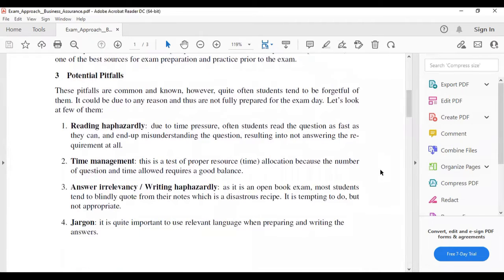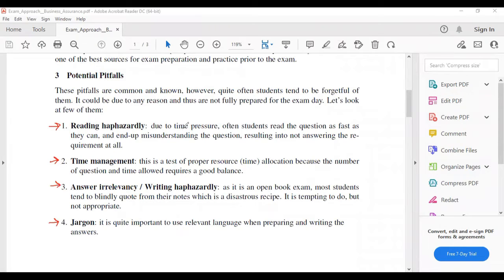Let's look at potential pitfalls. So I have written down 4 potential pitfalls where there's a possibility that you might not be doing any one of these, and it's probably the cause of exam failure, right? You might find them very general, but to be honest, people miss them. But it is what it is, right? So potential pitfalls, you can see: reading haphazardly, time management, answer irrelevancy, and the jargon.